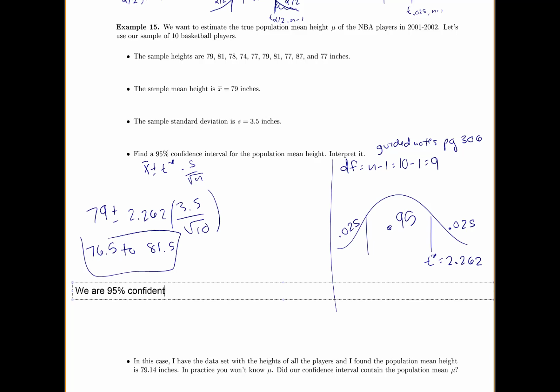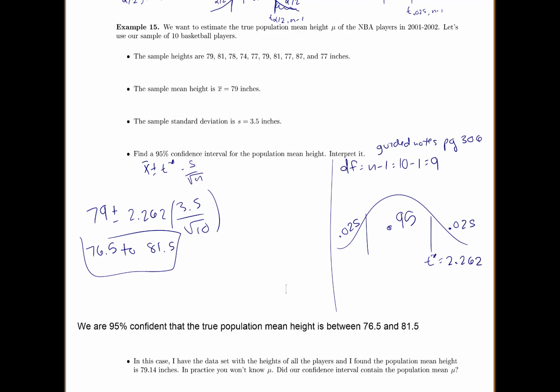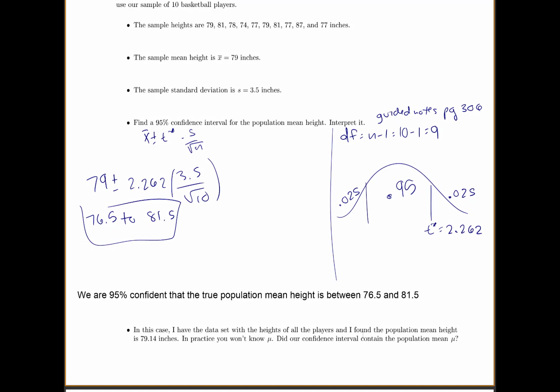95% confident that the true population mean height is between 76.5 and 81.5. Oops, 95. So that's our interpretation of our confidence interval. Now, in this one specific case, I have the data set with the heights of all the players, and I found the population mean height is 79.14 inches. We don't normally have that, but I do for this one case.